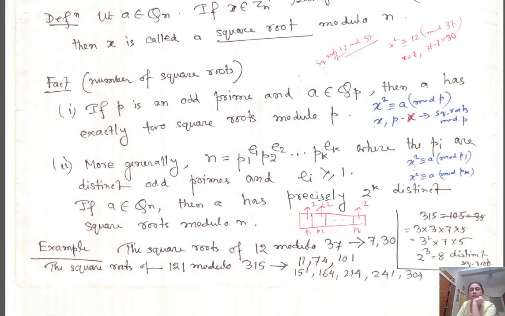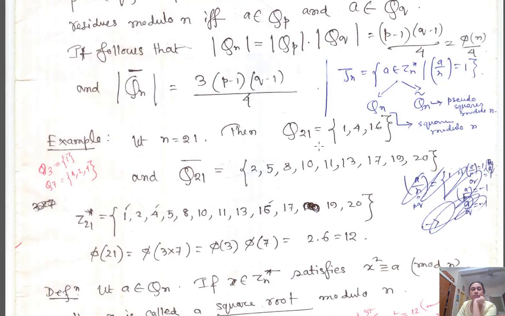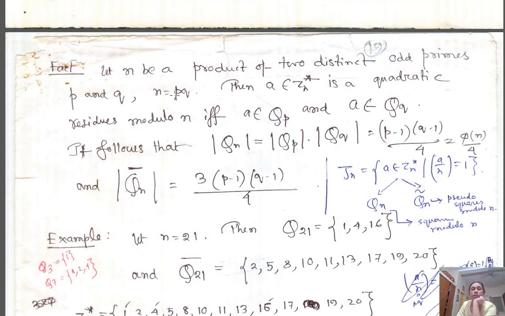Then it has precisely 2 to the power k distinct square roots modulo n. We have seen, if A is in Qn, n is of this form. We have observed just here, if n is a product of two primes, then A is a square modulo n, or quadratic residue modulo n, if and only if it is a quadratic residue modulo p, and it is also a quadratic residue modulo q. Same concept holds here also.